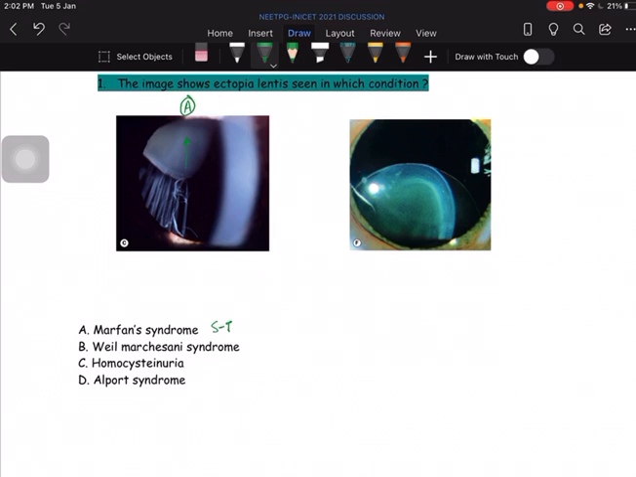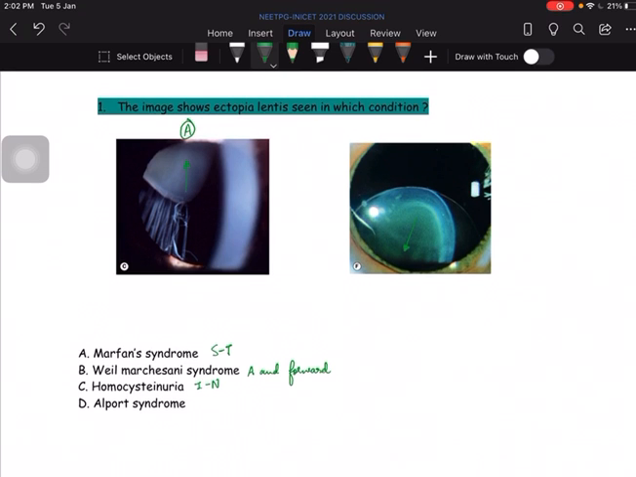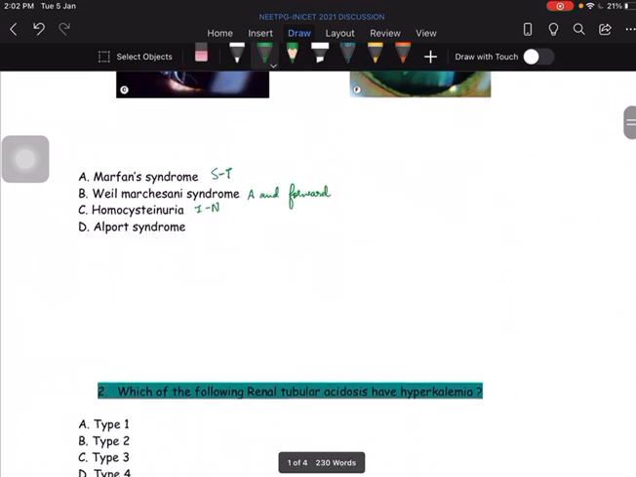Whereas when you see this lens which is pushed inferiorly, you have the other condition, homocystinuria, where you have dislocation of lens in the inferior and nasal part. And Weil-Marchesani syndrome has lens dislocation inferior, anterior and forward. Alport does not have ectopia lentis. So the first question was on ectopia lentis, and you can also expect an image based question.